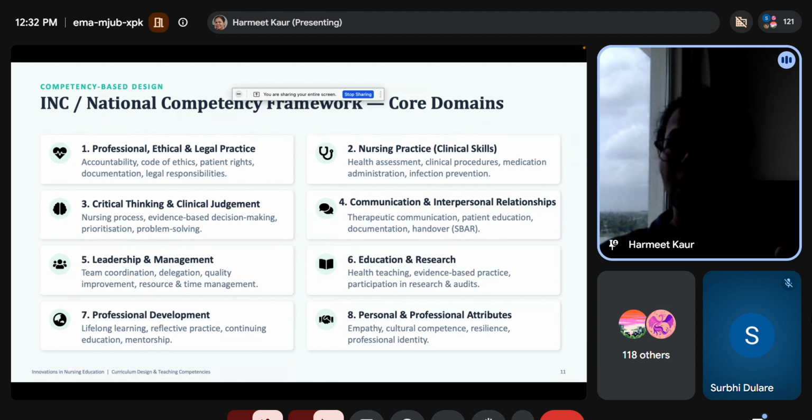So we need to prepare our students on all these competency frameworks. These are the core domains. So not only do we have to focus on clinical skills, but we have to focus on all these things.